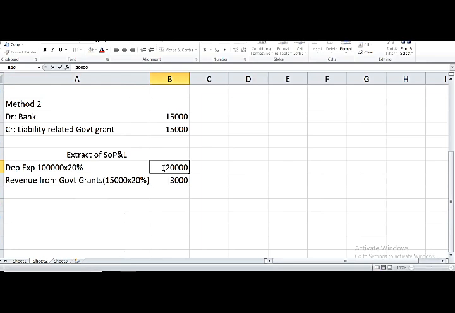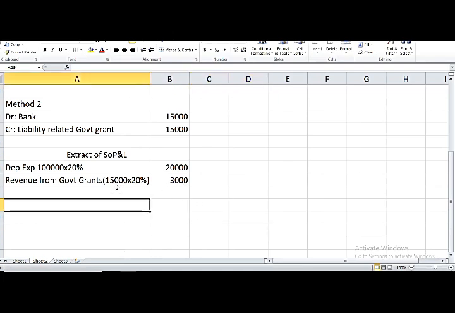You can put this one as negative, and the other one will be positive. Now what will be the entry? Basically, every year revenue from the government grant will be credited and liability related to government grant will be debited. So over the 5 years, the liability will be nullified and transferred to the revenues, right?